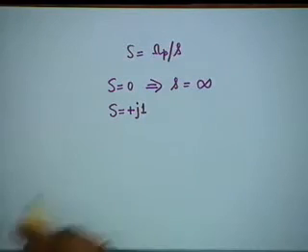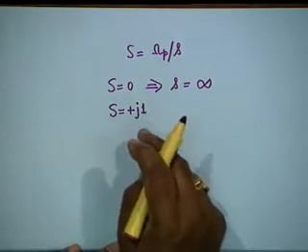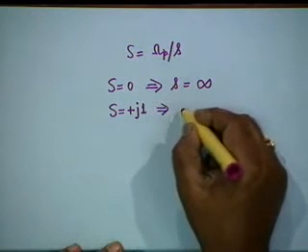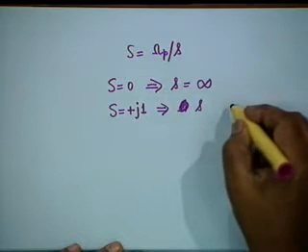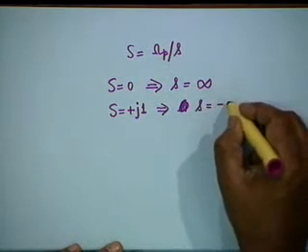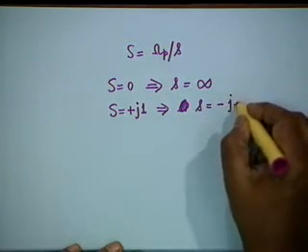So capital S equal to 0 corresponds to small s equal to infinity. In other words, a low pass filter has gone to a high pass filter. Not only that, capital S equal to plus j 1, which is its cutoff frequency, normalized low pass, this goes to small s equal to minus j omega p.